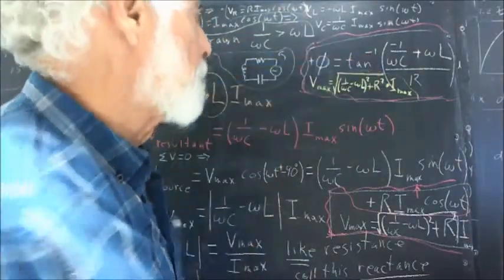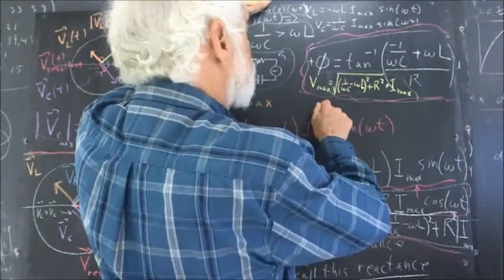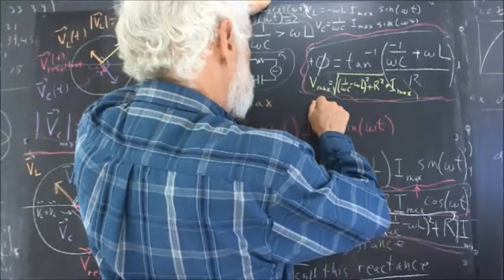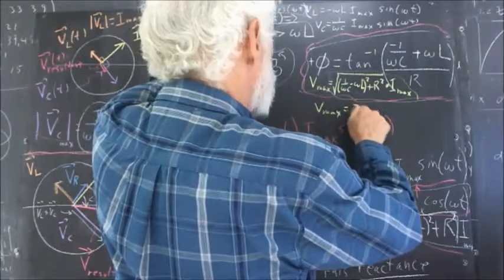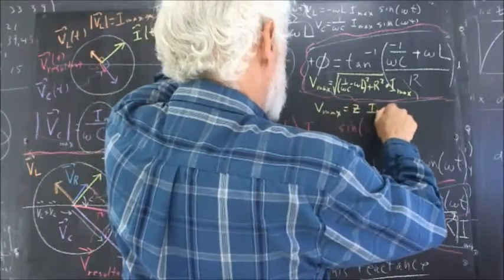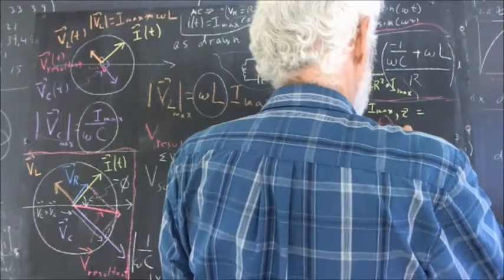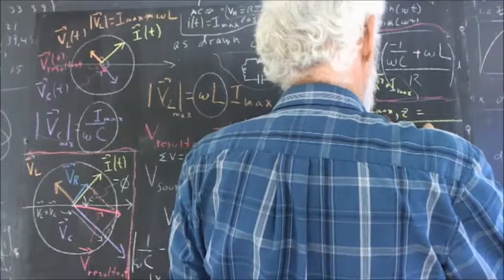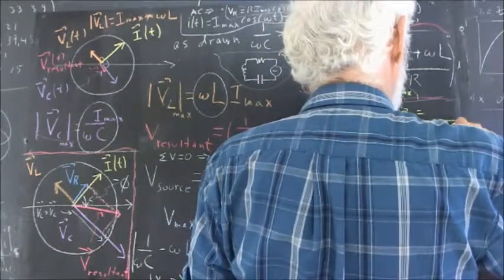Okay, so we have this. Put it this way: V max equals Z I max, with Z equal to the square root of this thing again, 1 over omega C minus omega L squared, plus R squared.